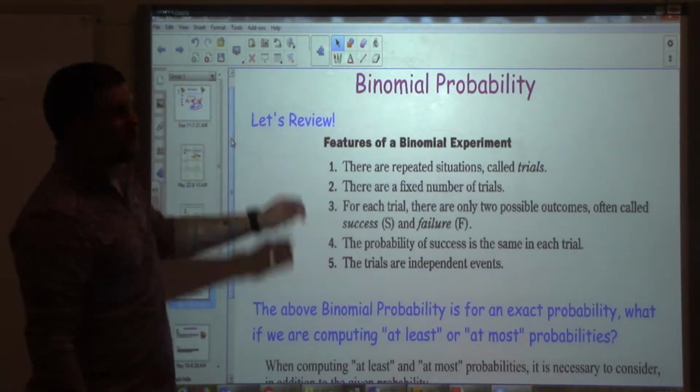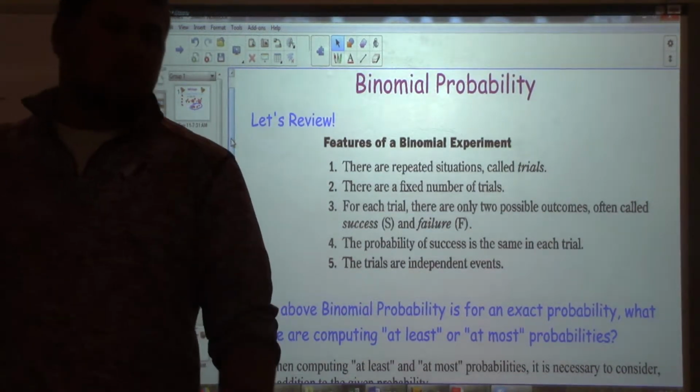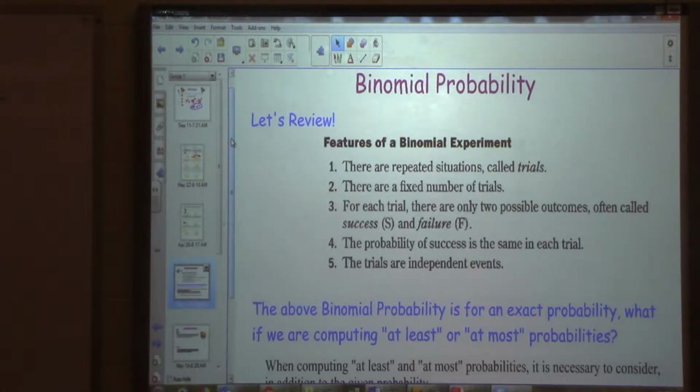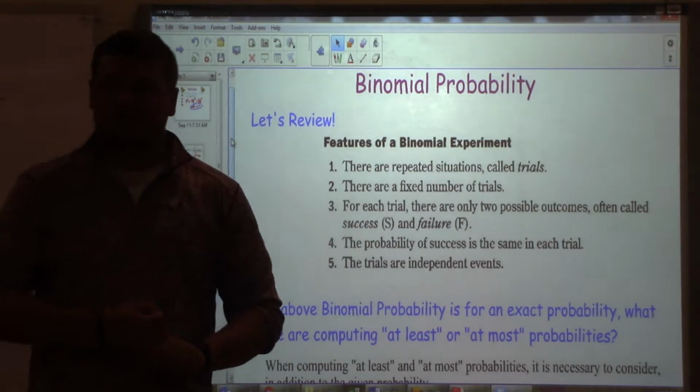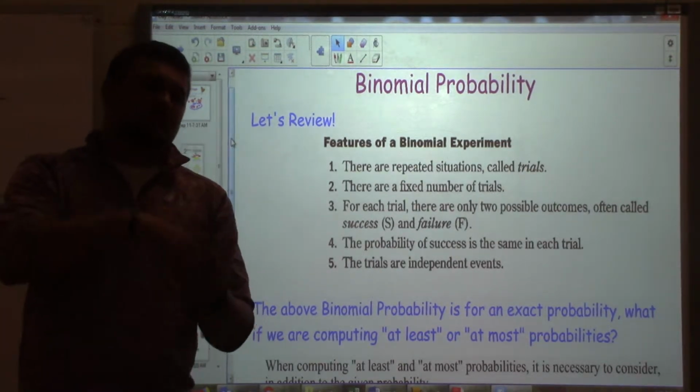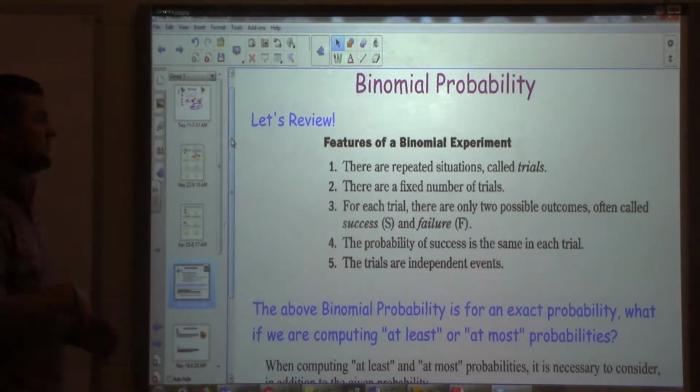Binomial probability. Let's take a quick review from what we did on Friday. They are repeated situations called trials. Each one is a fixed number of trials. So, that could be flipping a coin 10 times. It could be rolling a die 25 times. Right? It could be any sort of thing a certain number of times. So it means a fixed number of trials.